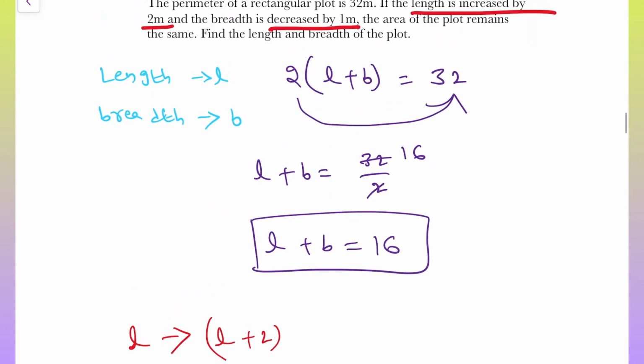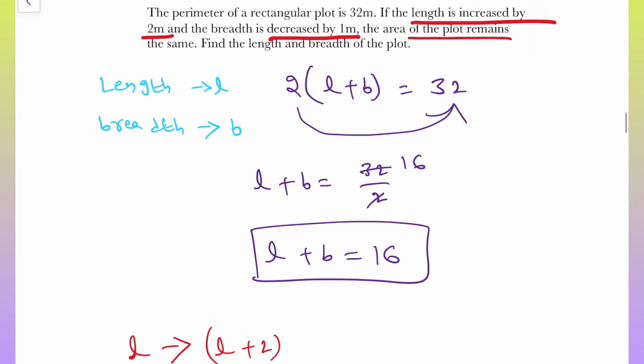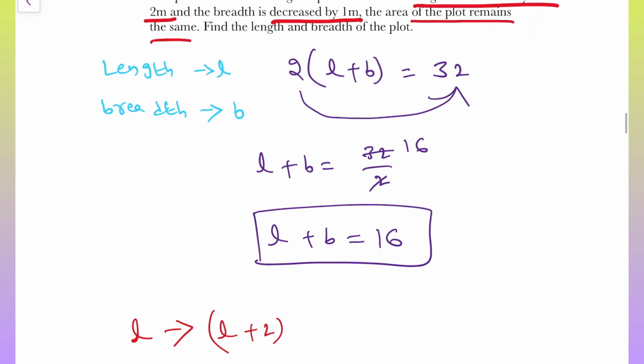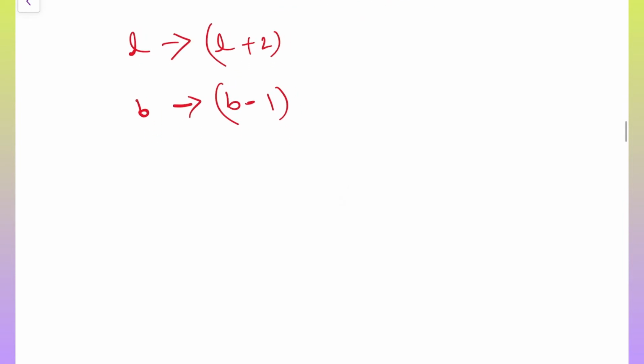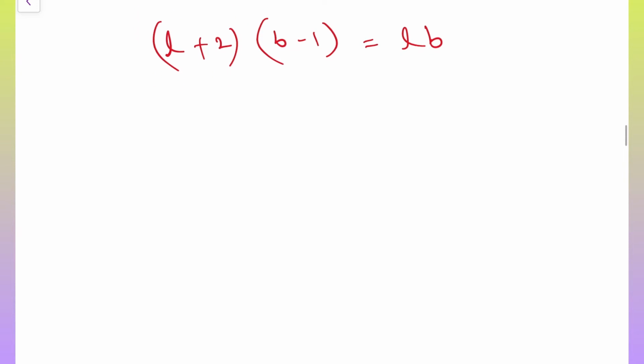Then what's happening? The area of the plot remains the same. After doing these modifications also, the area is still the same. Area is nothing but length into breadth, right? So now after changing, L plus 2 is the length and the breadth is B minus 1, and that is equal to, as he says, the original area, which is length into breadth, that is LB. So let us simplify this again.